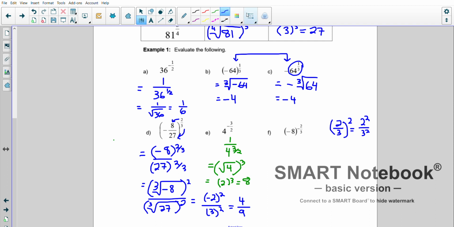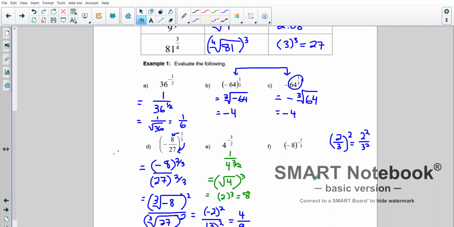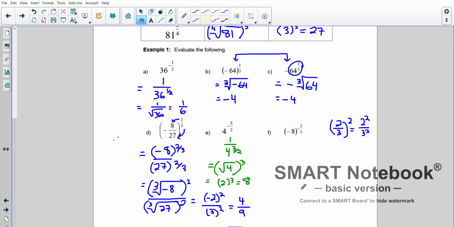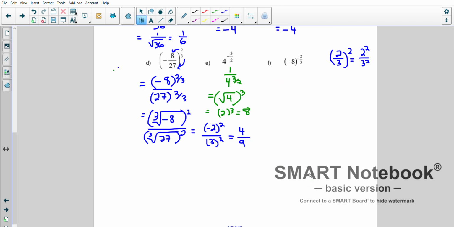We'll go back to blue. Sorry about this watermark here. I'm on my laptop at home. All I have here is the basic version of Smart Notebook. So I'll move that out of the way.